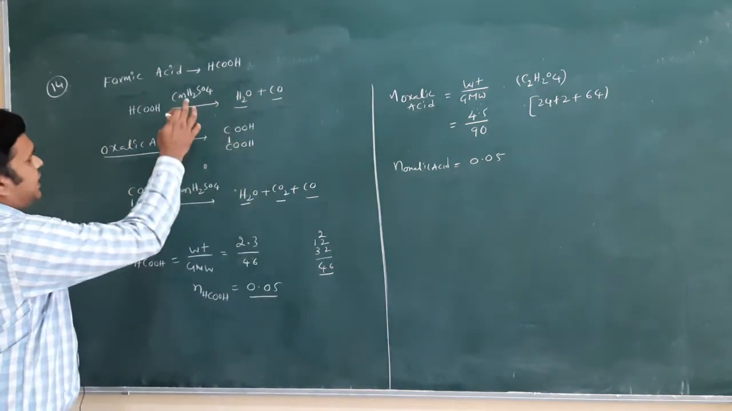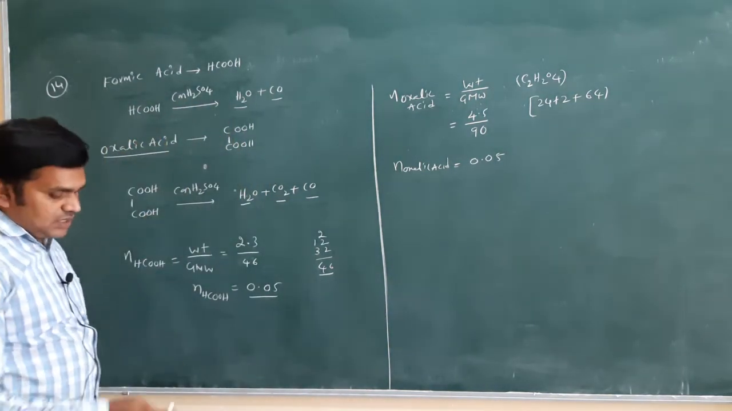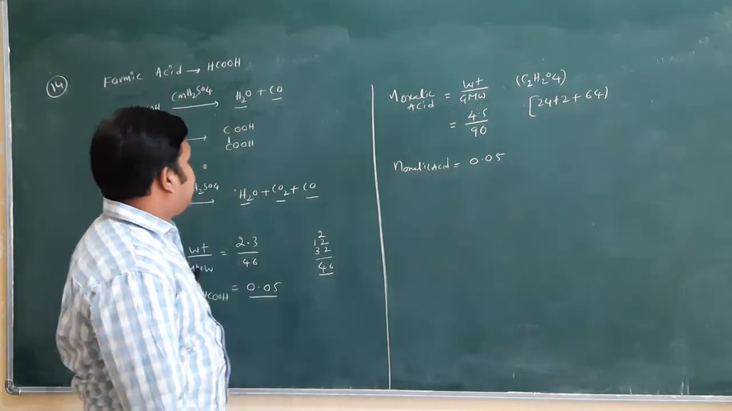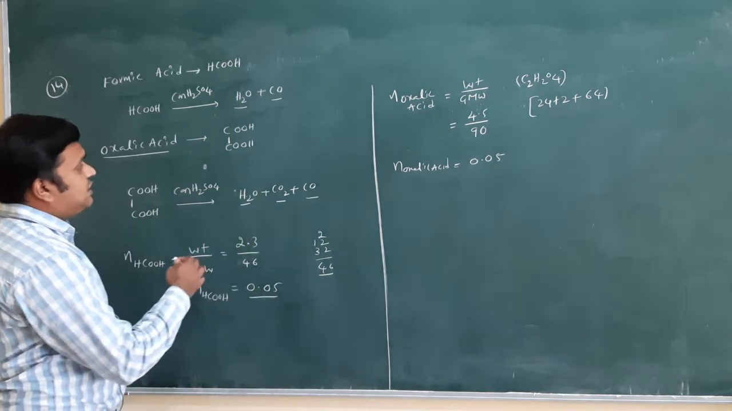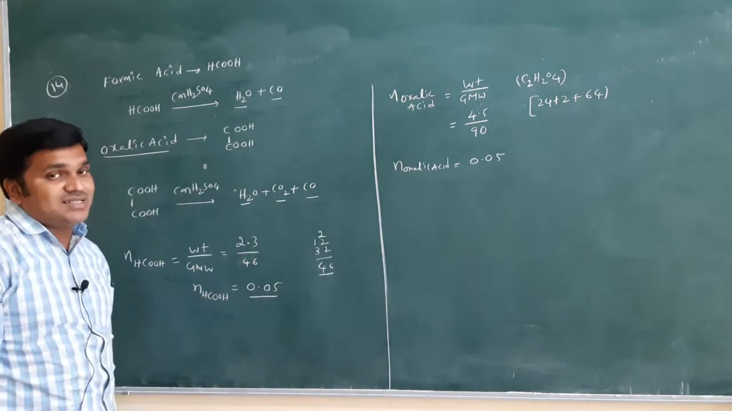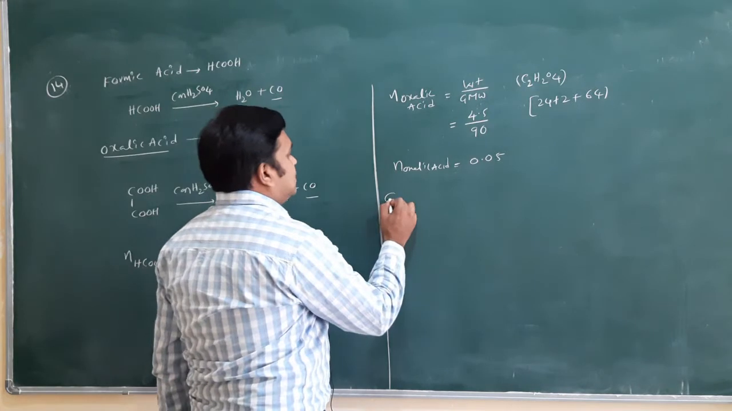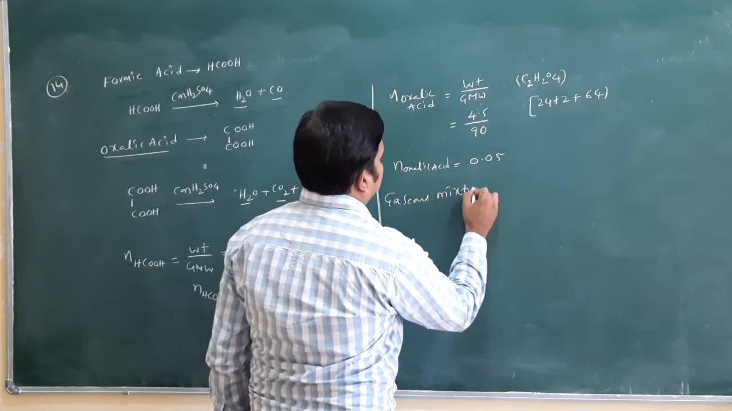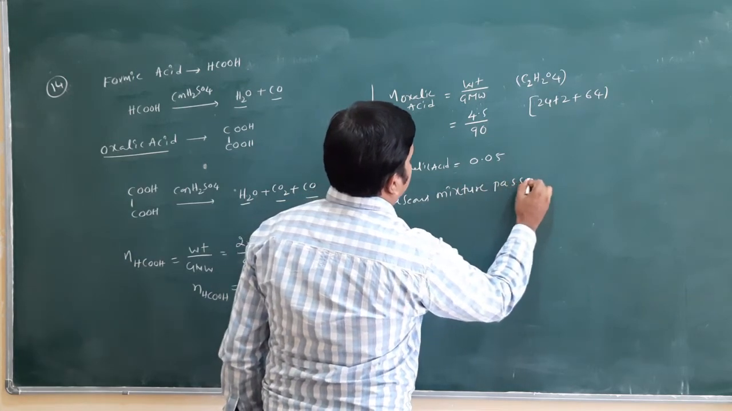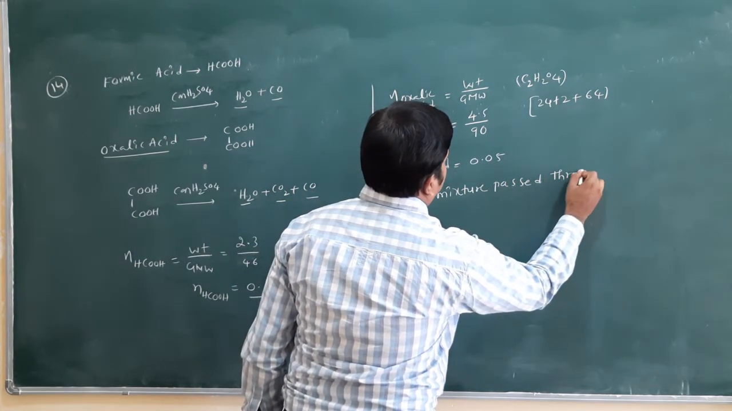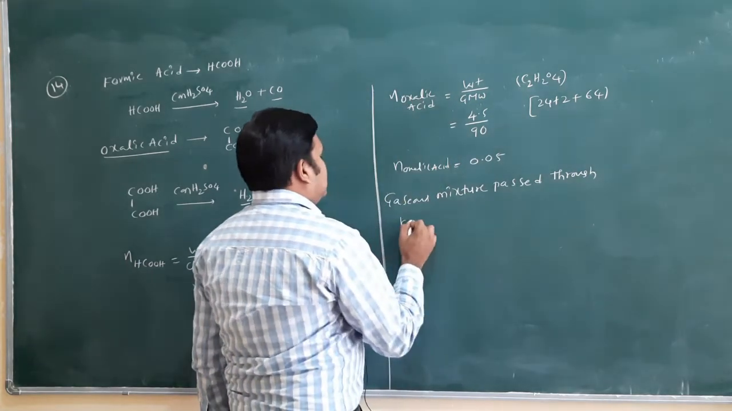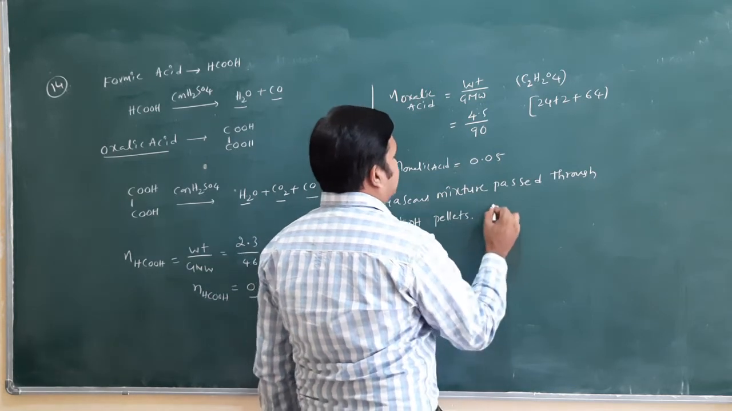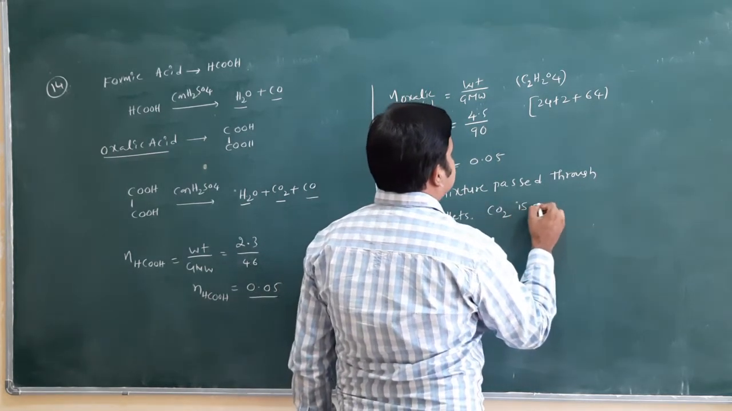After this reaction with concentrated H2SO4, the gaseous mixture is passed through KOH pellets only. Whenever the gaseous mixture is passed through KOH pellets, what happens here? The CO2 gas is absorbed only. Gaseous mixture passed through KOH pellets. What is absorbed here? CO2 is absorbed.